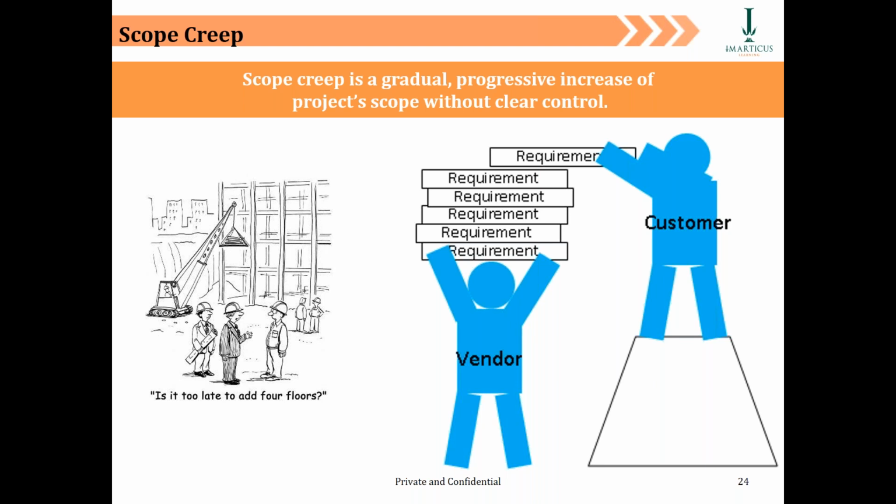Okay, let's come to another discussion on scope creep. We understood scope creep last time, right? We realized that it's an unusual, gradual, progressive increase of project scope without any control. Check out the cartoon on the left hand side. The engineer has already put up the foundation of the building. He's already put up 3 floors.